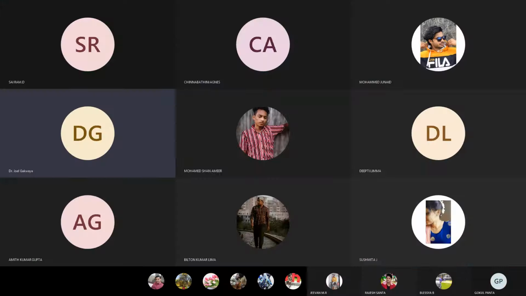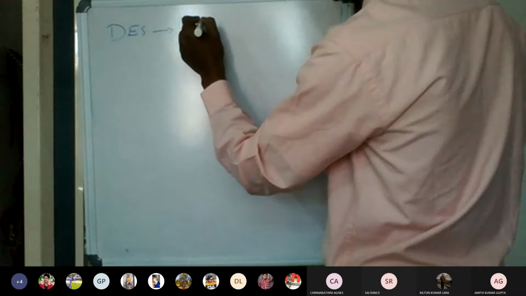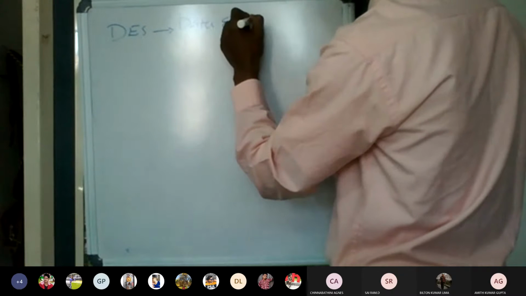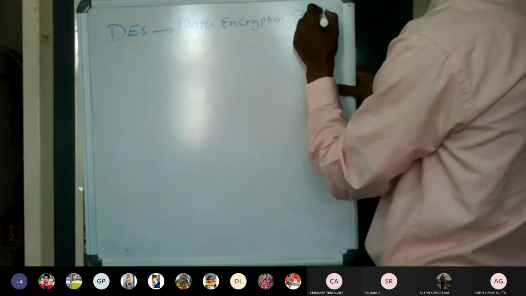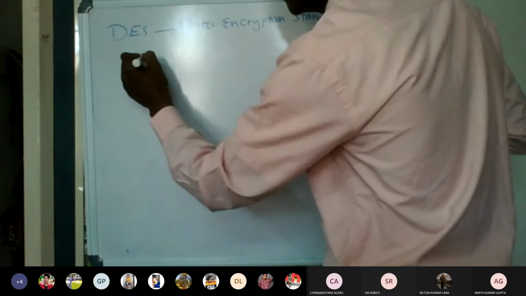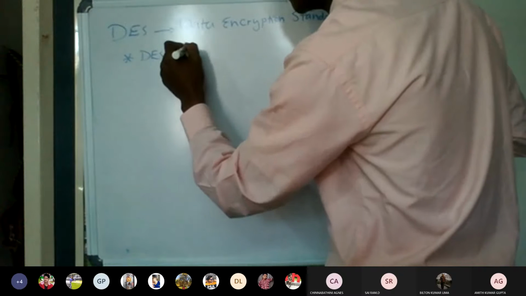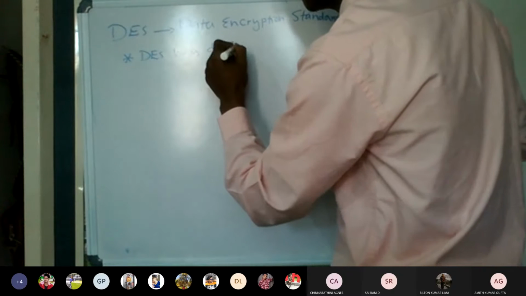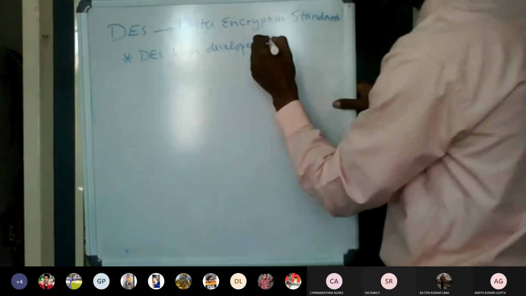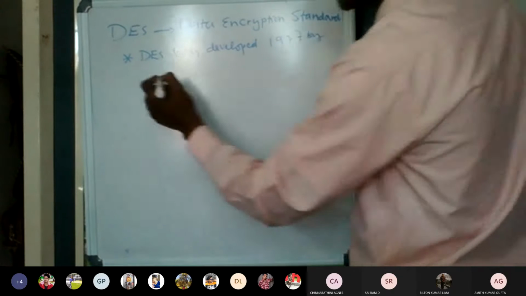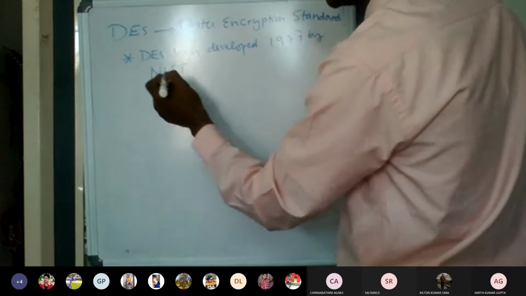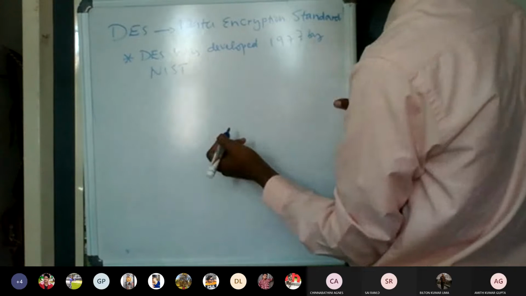We started something called DES. DES stands for Data Encryption Standard. This Data Encryption Standard, DES, was developed in the year 1977 by NIST, the National Institute of Standards and Technology.